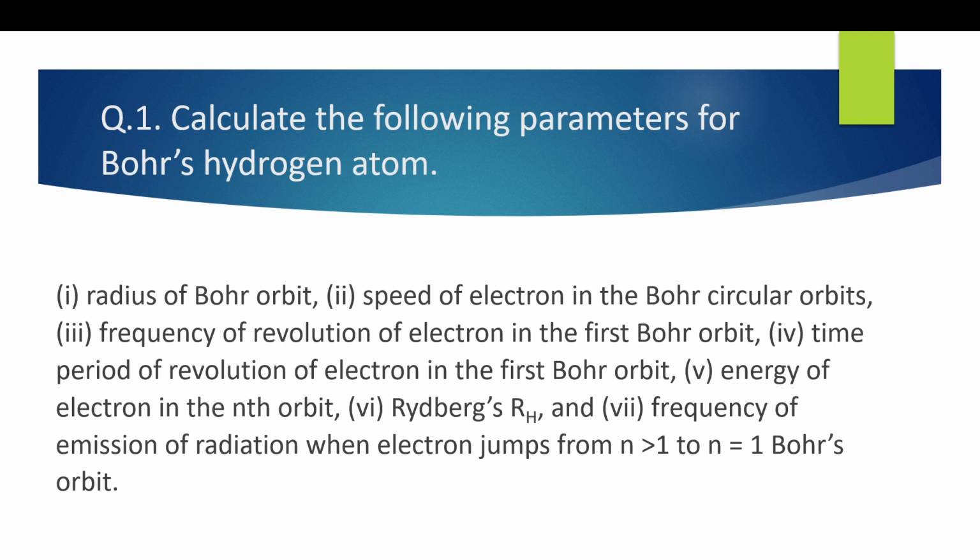Calculate the following parameters for Bohr's hydrogen atom. Radius of Bohr orbit, speed of electron in the Bohr circular orbit, frequency of revolution of electron in the first Bohr orbit, time period of revolution of electron in the first Bohr orbit, energy of electron in the nth orbit, Rydberg's RH constant, and frequency of emission of radiation when electron jumps from n greater than 1 to n equal to 1 Bohr's orbit.